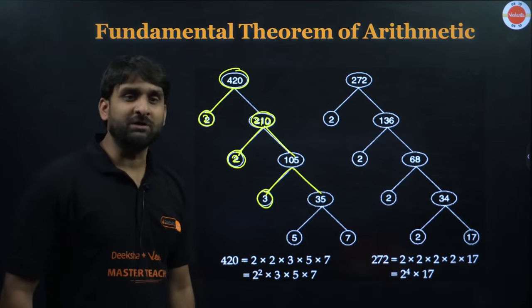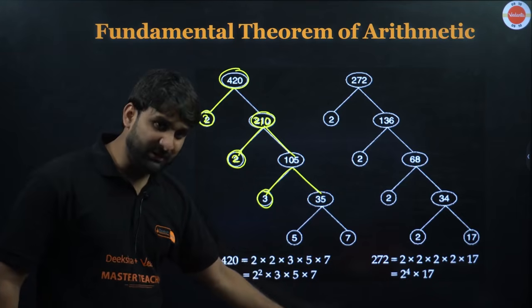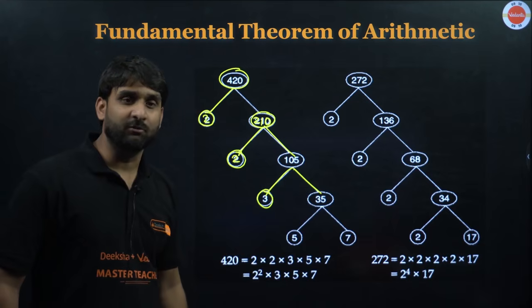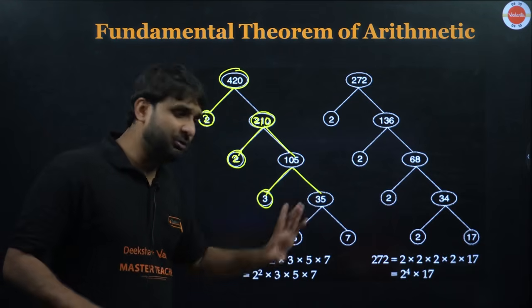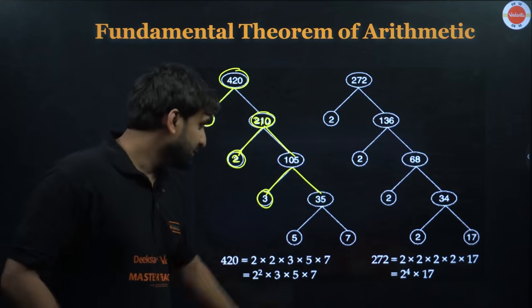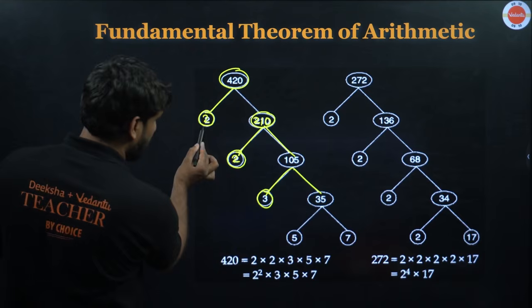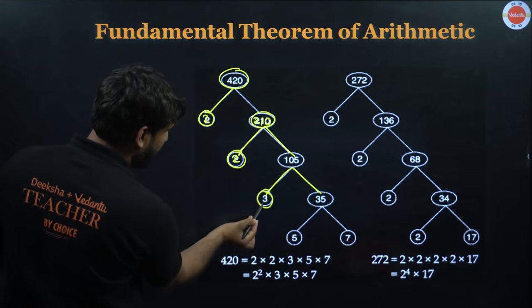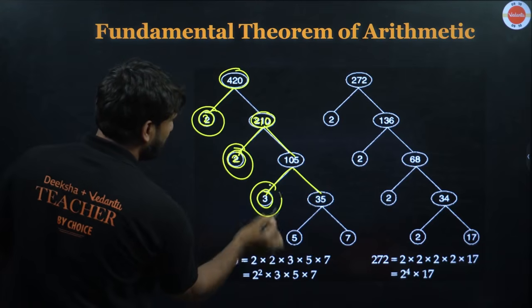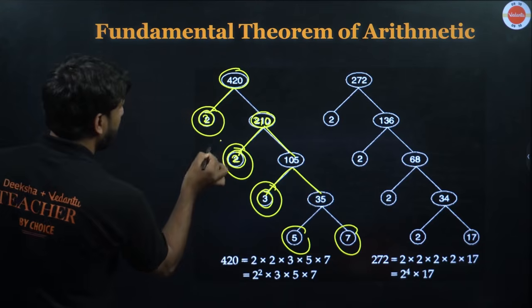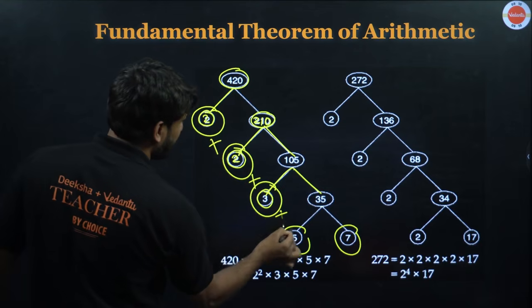5 and 7 are both prime values. Now 7 cannot be split more and 5 cannot be split more. So the door has ended, the door has closed. This is called, my dear champion, prime values. So 420 can be written as 2 into 2 into 3 into 5 into 7.